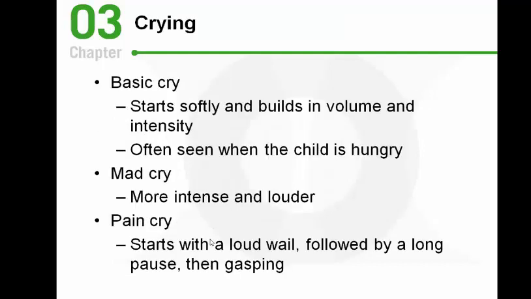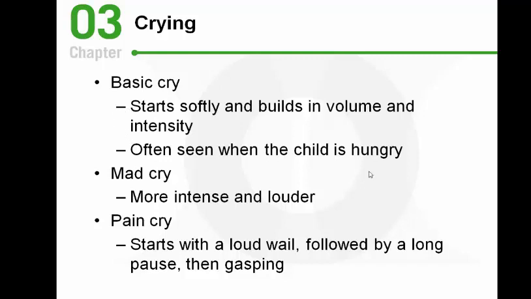Now, when we're talking about crying here, you may learn to decipher your baby's cries. At first, it's just kind of guessing, but pretty soon you may figure out what your baby wants. And this just comes from practice and time. So, a basic cry starts off softly and builds in volume.